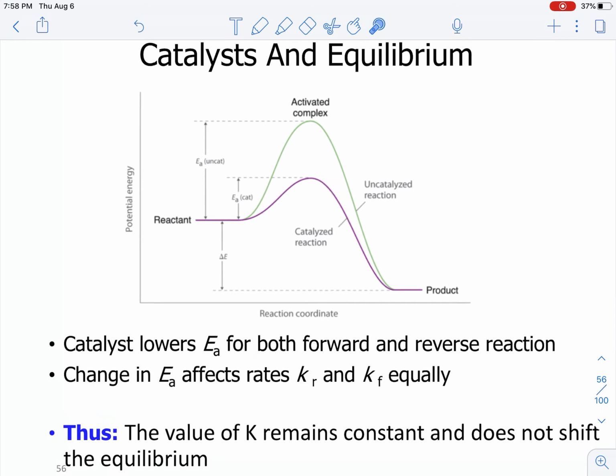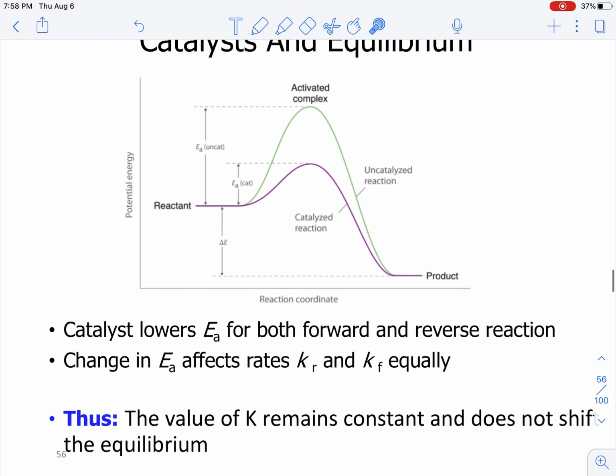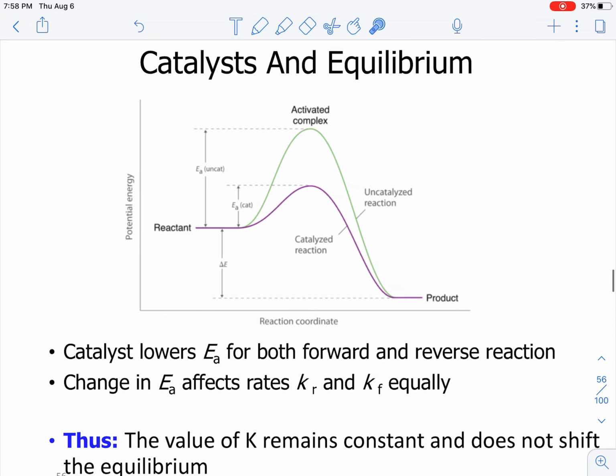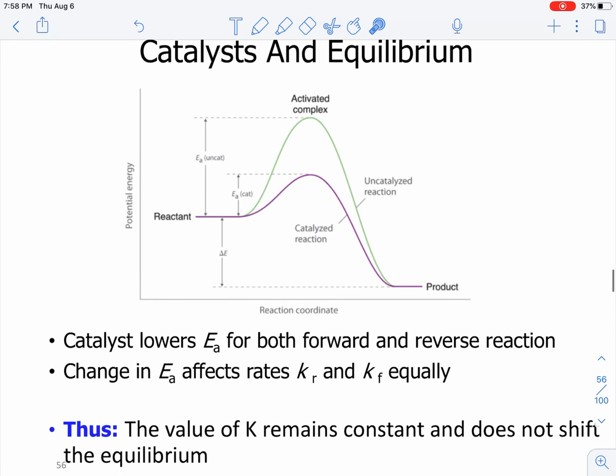And so once again, if a catalyst was present in a chemical reaction, overall there would be no shift in equilibrium. It doesn't favor the forward direction or the reverse direction because the catalyst acts equally on both the forward and the reverse reaction. So that's pretty much it for catalysts.